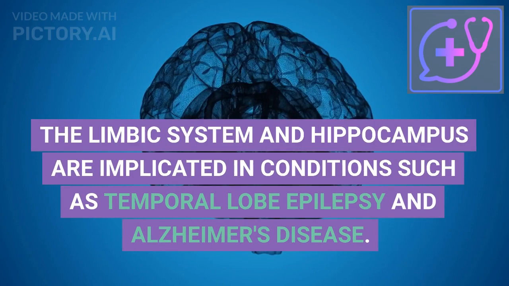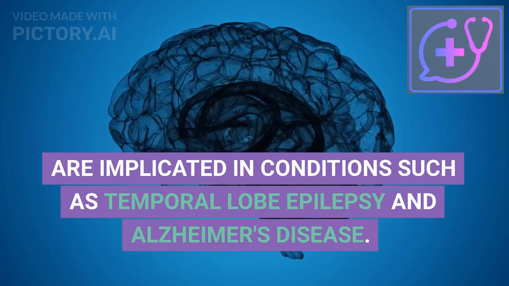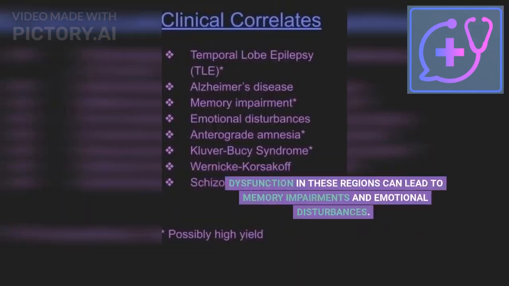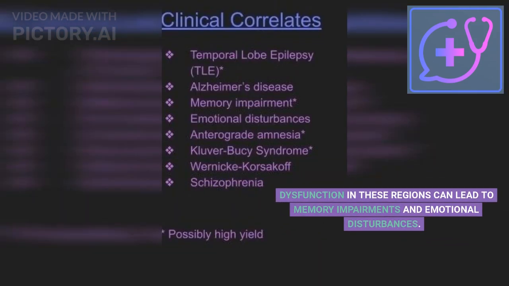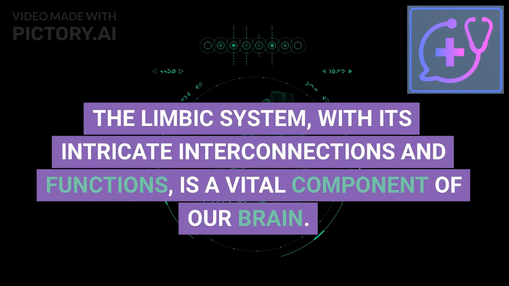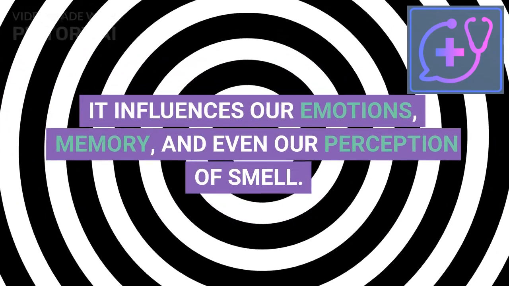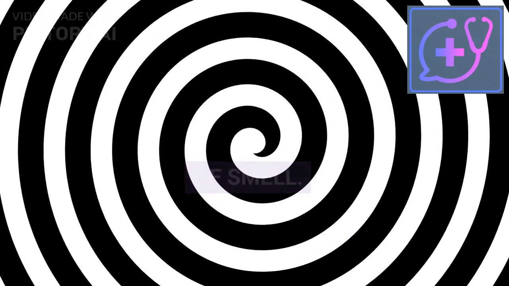The limbic system and hippocampus are implicated in conditions such as temporal lobe epilepsy and Alzheimer's disease. Dysfunction in these regions can lead to memory impairments and emotional disturbances. The limbic system, with its intricate interconnections and functions, is a vital component of our brain. It influences our emotions, memory, and even our perception of smell.